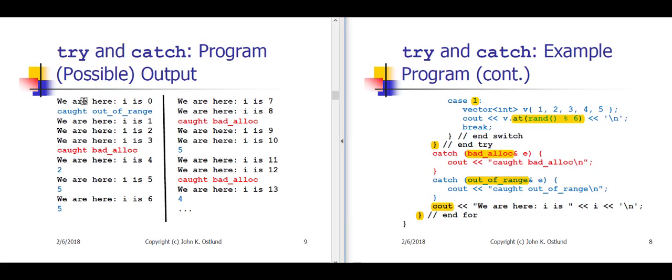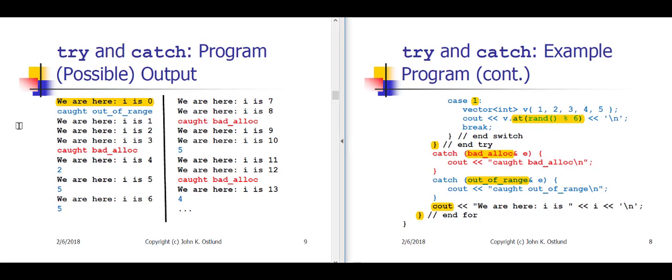Okay, so the first time through the loop in this example, no exception occurred. We got through the try block without generating an exception. That means we just fall through the catch blocks, and we get to the cout statement, which simply displays "we are here, i is 0."